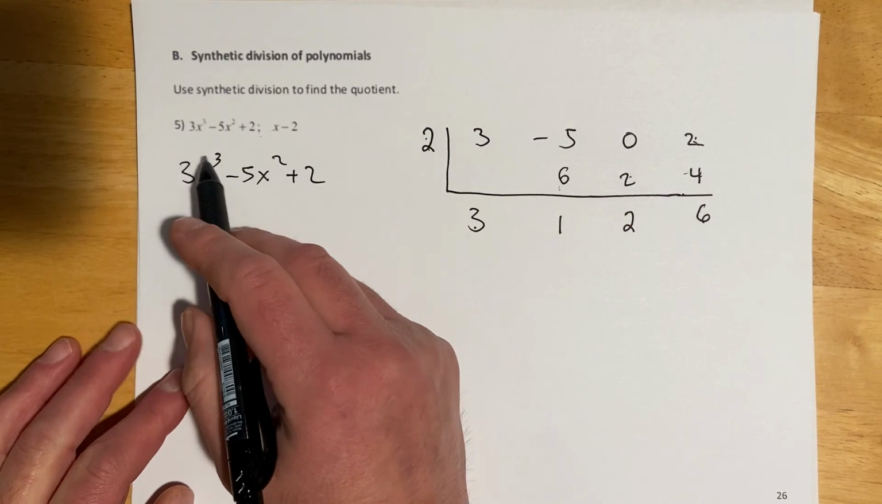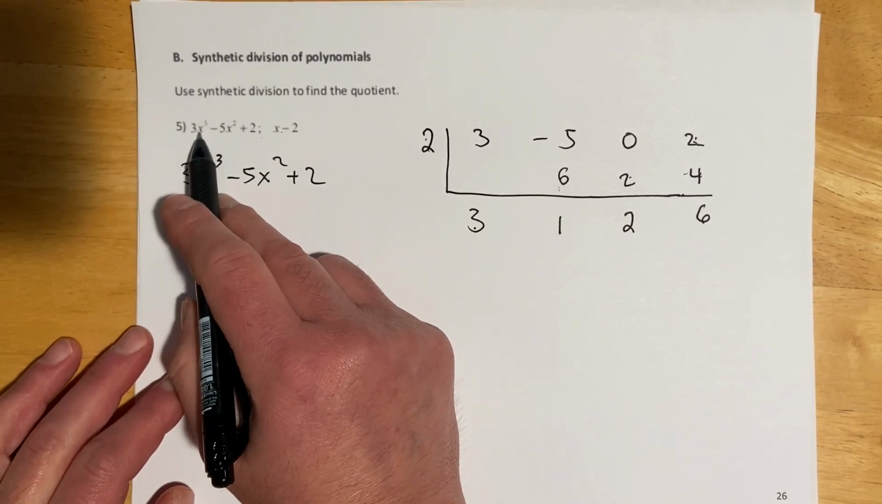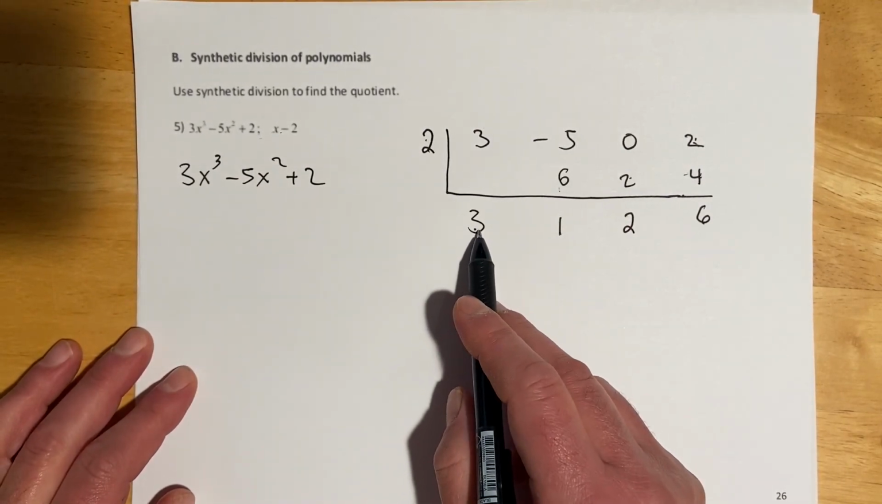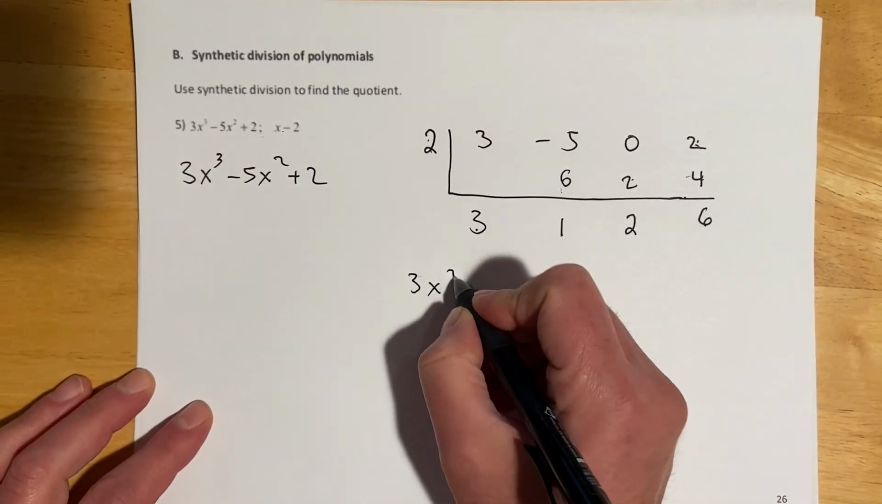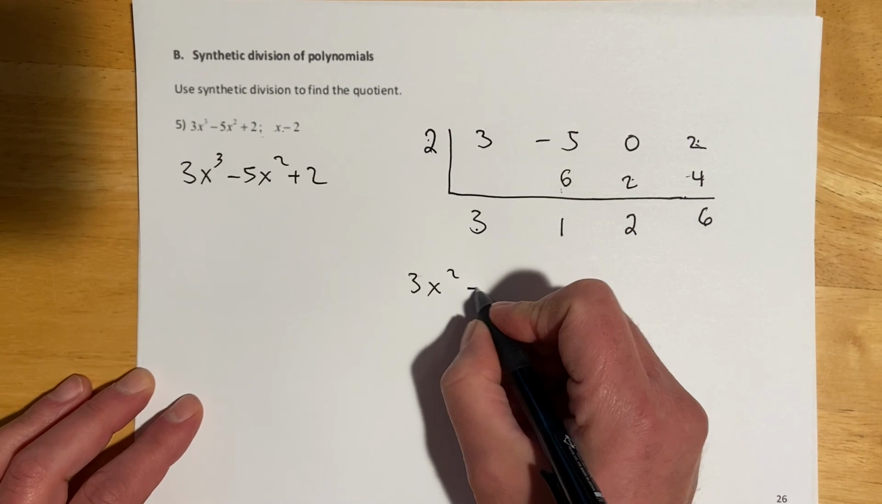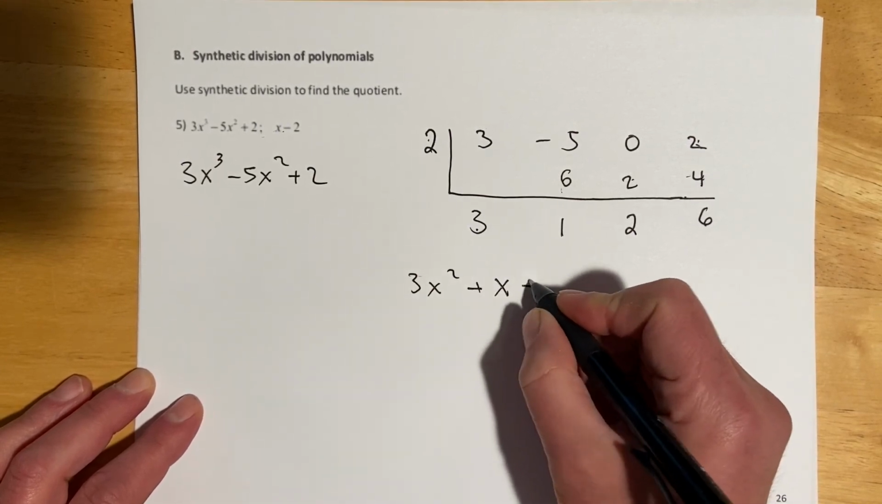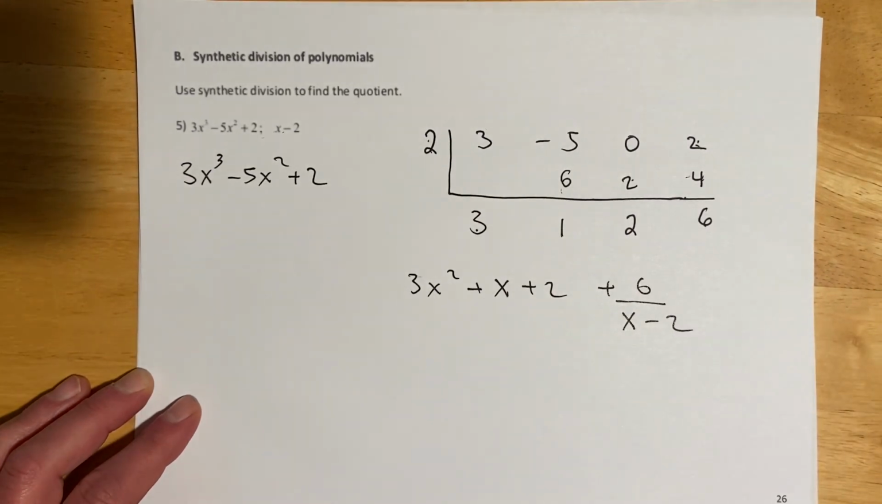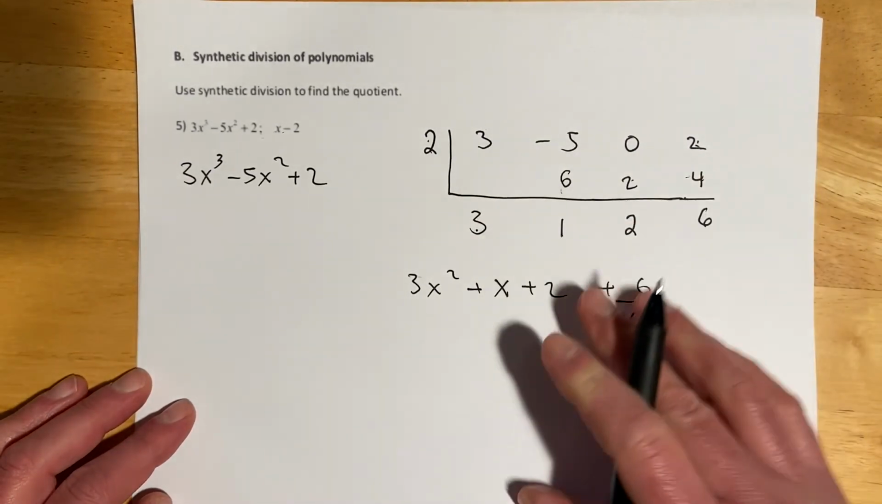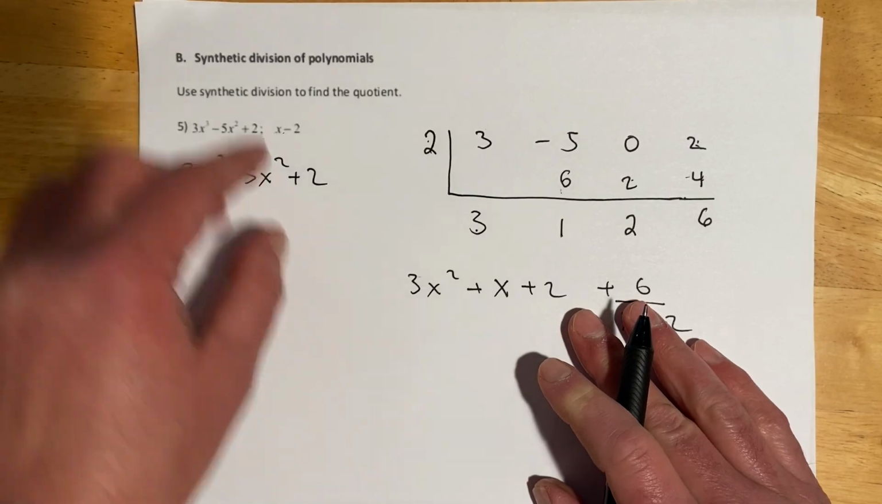So we're dividing x into x cubed, so that means this would have to be x squared. So it's always going to come out 1 less than what you started with. So this is 3x squared, and then plus 1x plus 2 plus 6 over x minus 2. So synthetic is really, really easy when you get to use it.